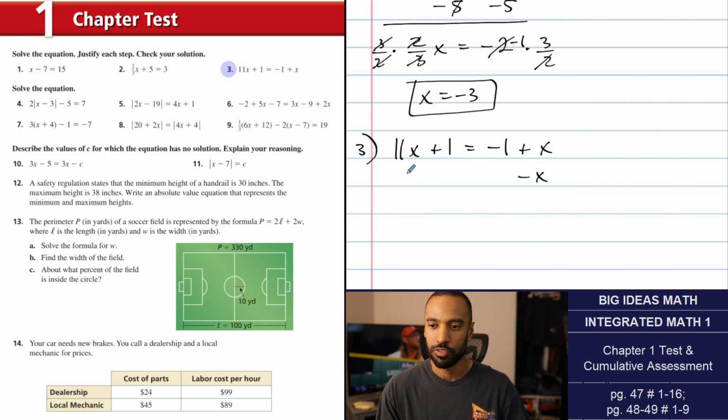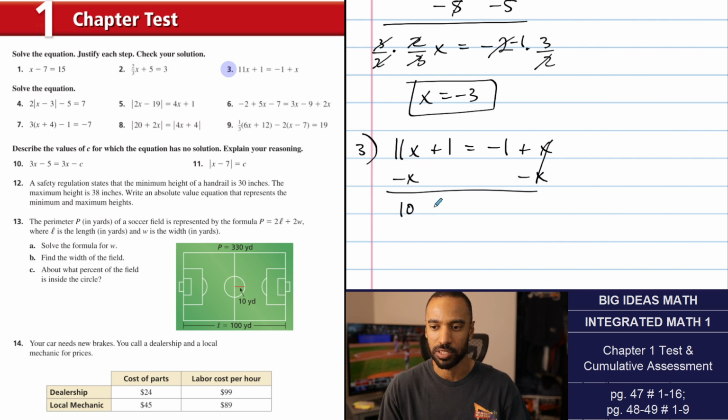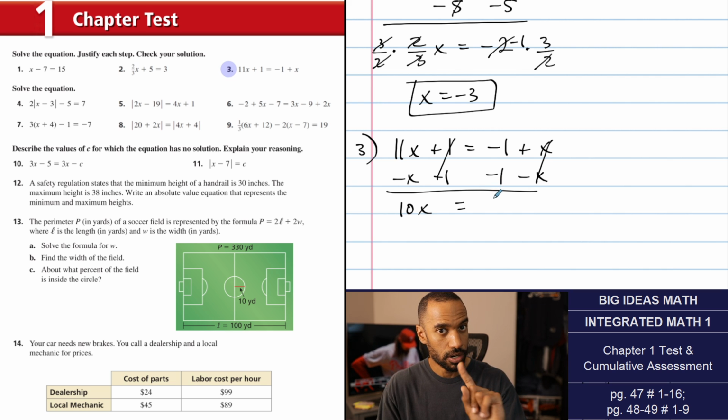So I'm going to subtract x from both sides. Remember, that doesn't cancel out the x's. That's minus 1x. 11x minus 1x is 10x. Now, when I subtract 1 from both sides to move these to the right side of the equation, -1 minus 1 is not 0, but -2.